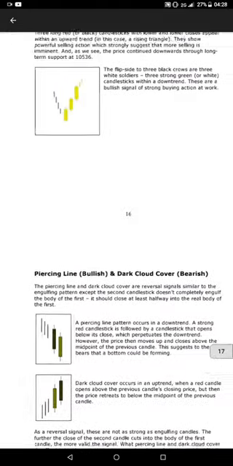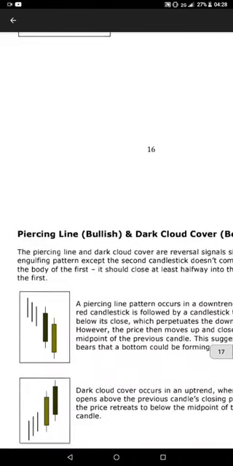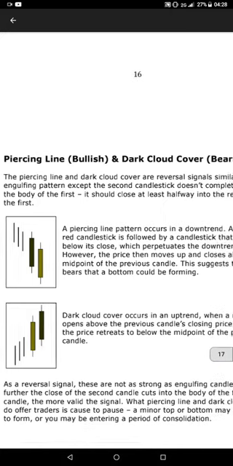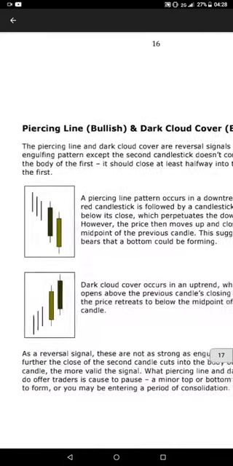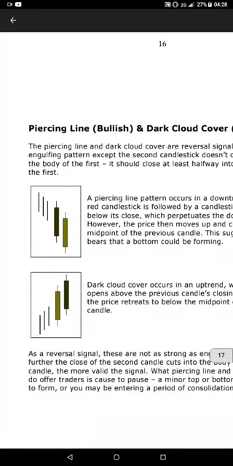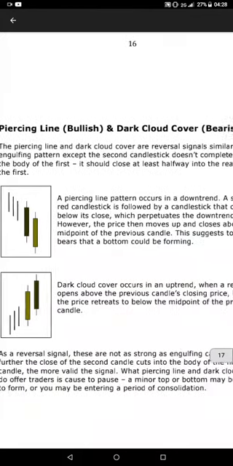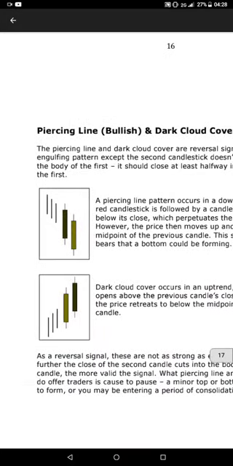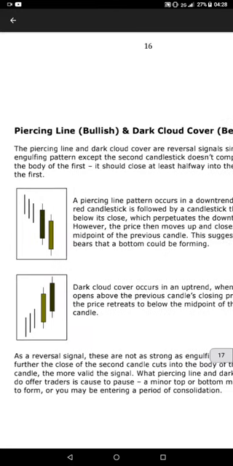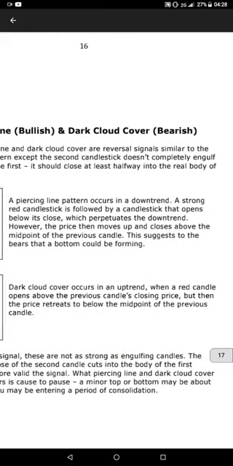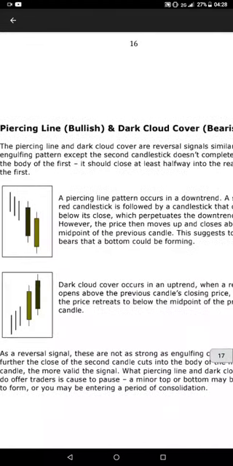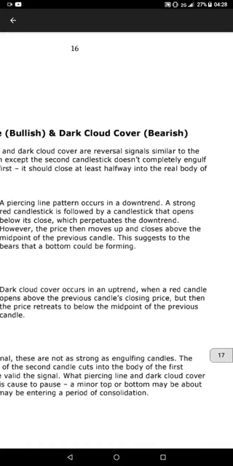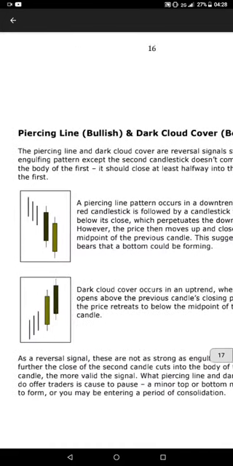We are coming to the piercing line, bullish, and the dark cloud cover, bearish. The piercing line and the dark cloud cover are reversal signals similar to engulfing patterns. Except the second candle does not completely engulf the body of the first. It should close at least halfway into the real body of the first.